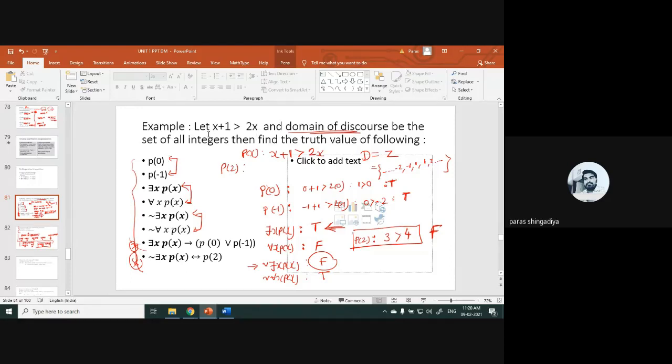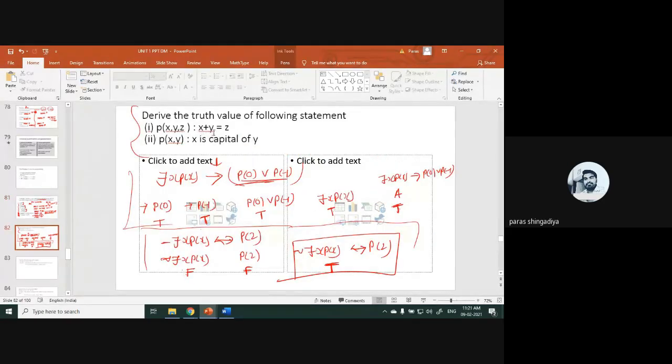And the last example was x plus 1 greater than 2x, where the domain of discourse, sometimes also known as the domain, is the set of all integers, and then find the truth value of the following. So D is given as Z, the set of integers, and some predicates are given: the answers of P(0), P(-1), there exists x P(x), for every x P(x), and negations. Then by using the truth table we can predict the answer of the last two. That we discussed in the last lecture, and after that the second one was x plus 1 is equal to z.